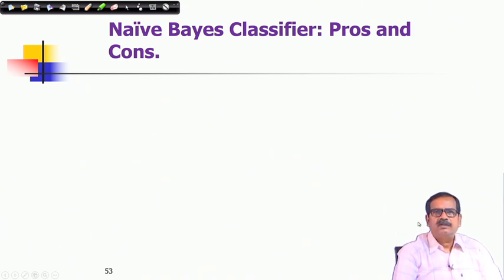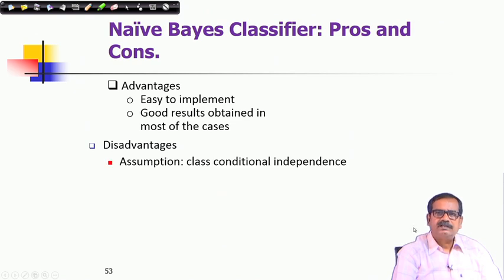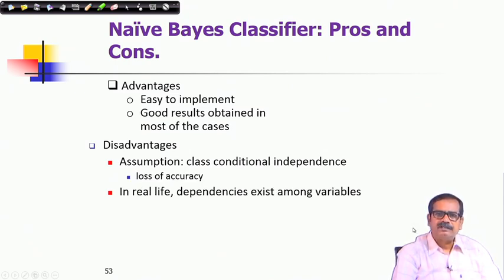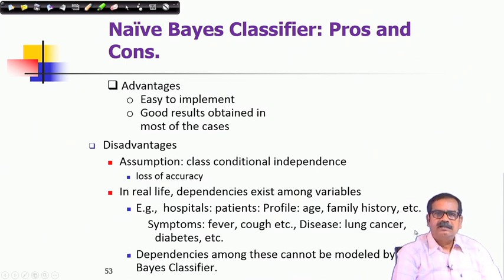So, what are the pros and cons of the naive Bayes classifier? The advantage is that it is easy to implement, and good results are obtained in most cases. There are disadvantages: first, the assumption is class conditional independence, which may not be true for realistic data, and if it is not true, there will be a loss of accuracy. In real life, dependencies exist among attributes or variables. For example, in hospitals: patient profile, age, family history; symptoms, fever, cough; disease, lung cancer, diabetes. Many of these are related, and this cannot be modeled by the naive Bayes classifier.